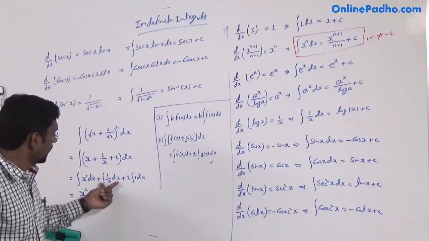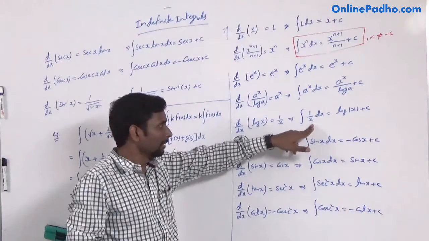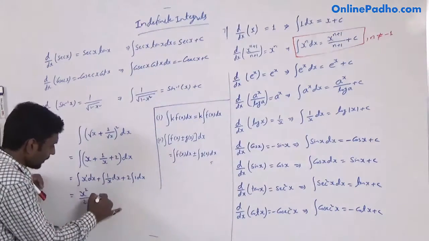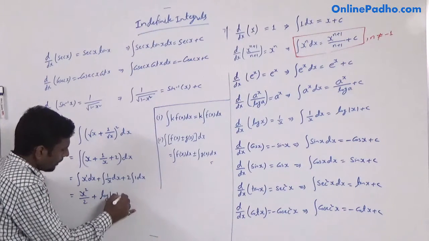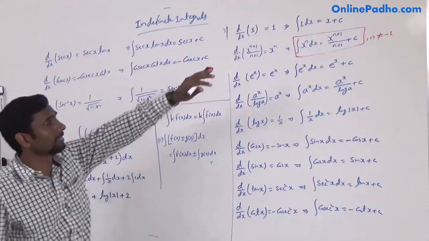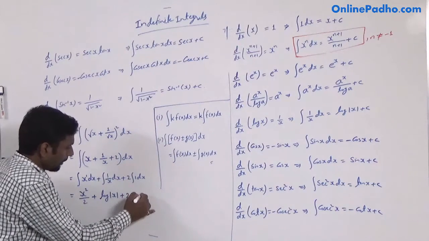So how can we integrate this function? You know the formula for 1 by x directly. The integration of 1 by x can be written as log mod x plus c. And plus 2 multiply, what is the integration of 1? That is our first formula. The integration of 1 can be written as x plus c.